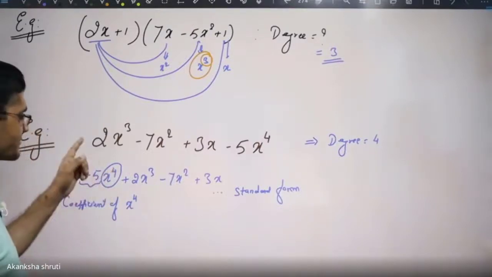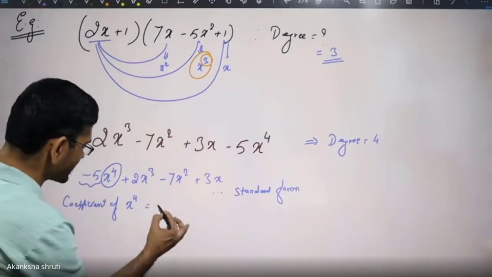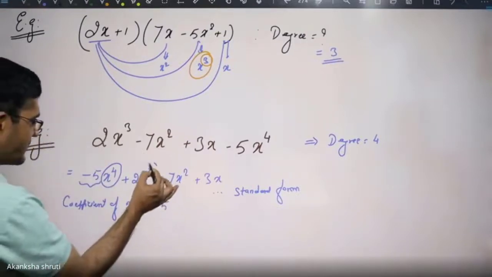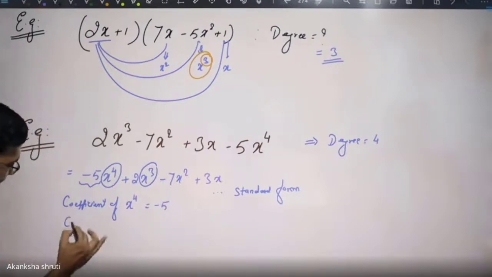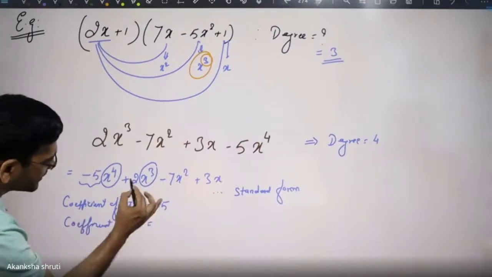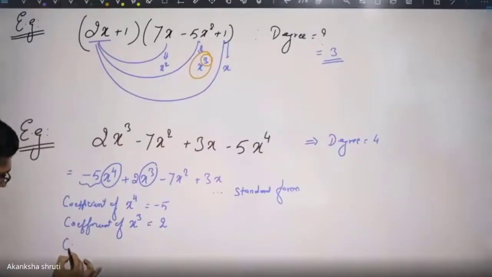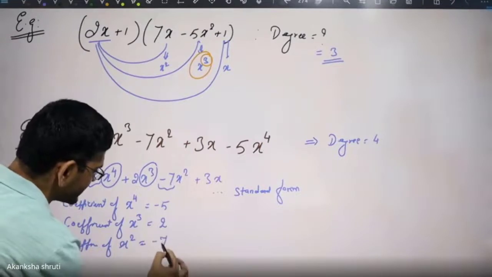Coefficient simply means something in multiple. So minus 5 is in the multiple of x to the power 4. The next term, if we are coming, it is this one. So the coefficient of x cube is our plus 2. The default sign can just be left. Then what is the coefficient of x square? It is our minus 7.